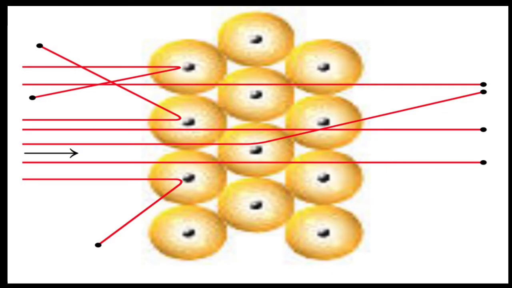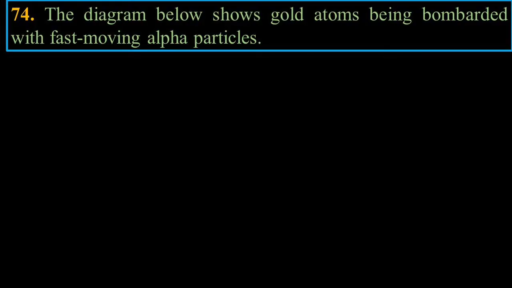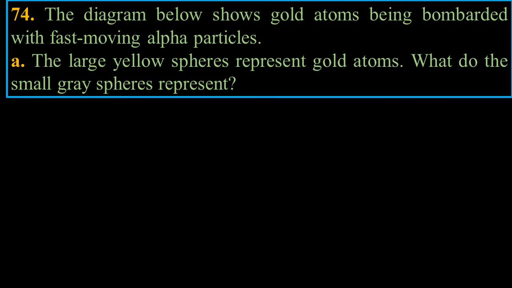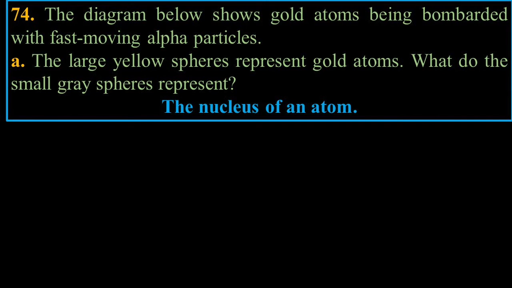Okay. Here's Rutherford's experiment. It's not a very good example, but the diagram below shows gold atoms being bombarded with fast-moving alpha particles. Okay, so that's what we see. The large yellow spheres represent gold atoms. What do the gray spheres represent? The nucleus of an atom. The little tiny gray spheres in the middle, those are the nuclei of the atoms.